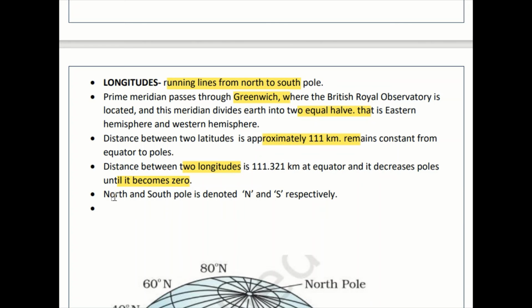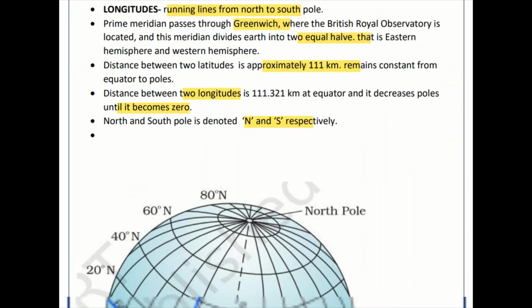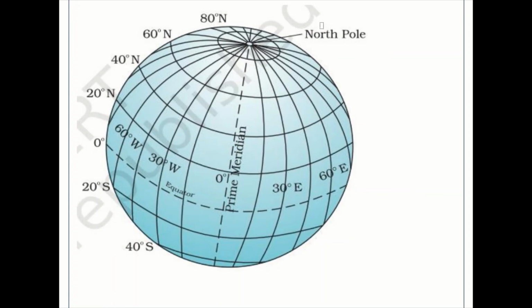And next point is North and South Pole are denoted as N and S respectively. And here we can see this is North Pole, and here is South Pole. This line is represented as prime meridian. It passes through Greenwich in London.